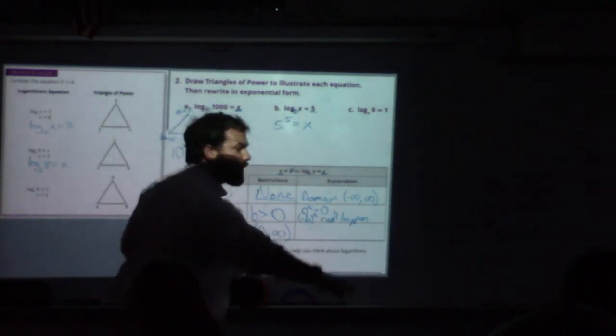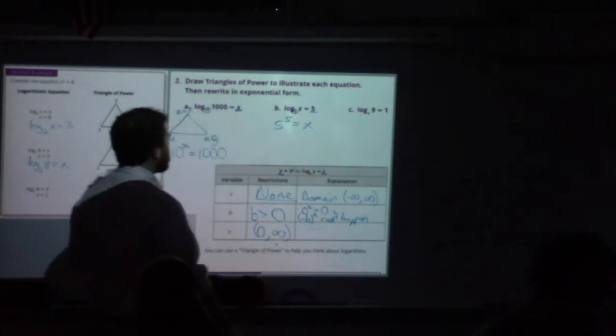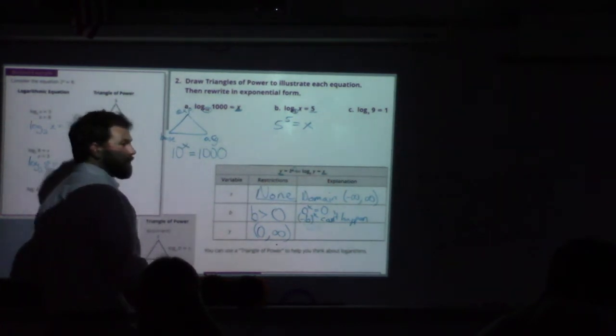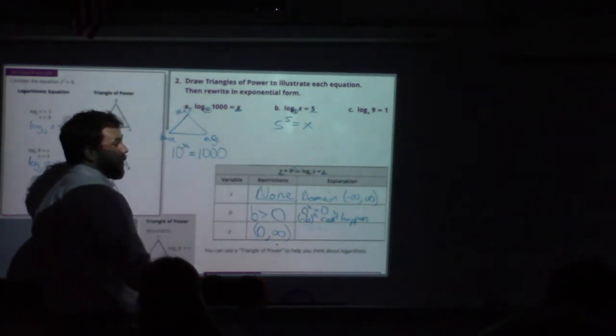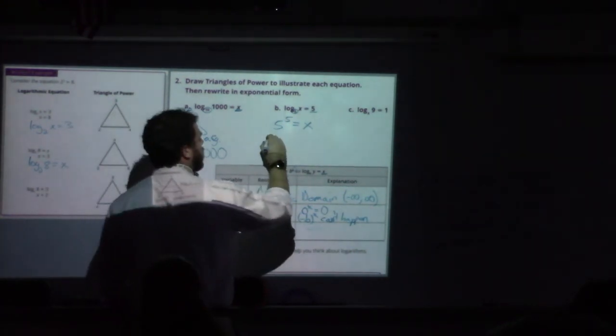Now, don't leave it like this, because if you put that in a calculator, you get 5 to the 5th. Okay? I know 5 to the 4th is 625, so maybe 3125? Yep.